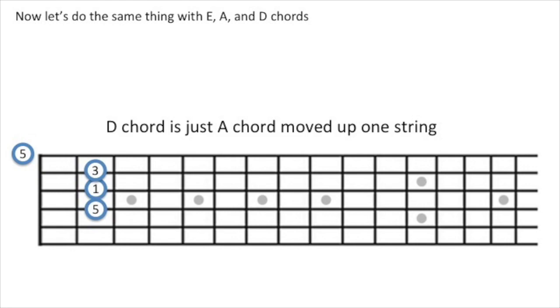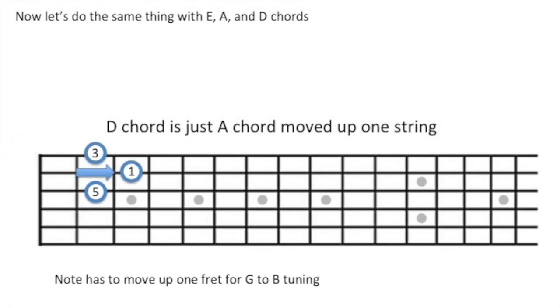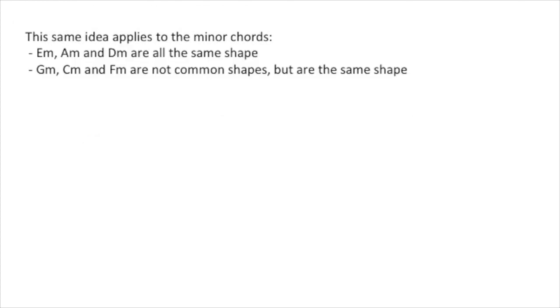The D chord is just the A chord shape, moved up 1 string. The B string note is shifted because of the tuning, and we see the familiar D chord shape. Again the sequence is 5-1-3. The same patterns and sequence work for the E minor, A minor and D minor chords. The G minor, C minor and F minor chord shapes are not commonly used, but work out the same way.